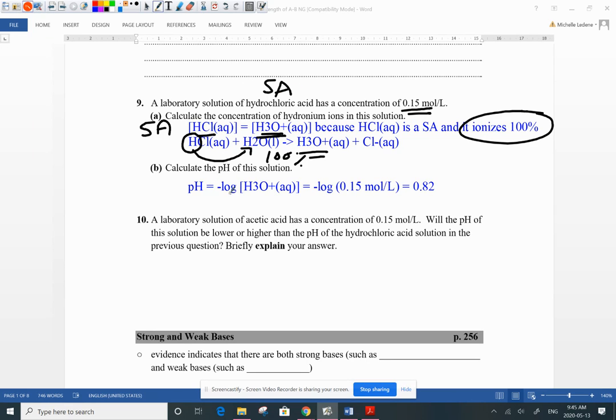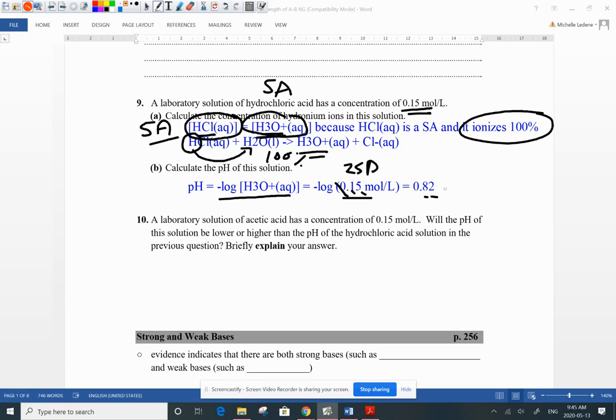So the pH, we just write out our formula, negative log of hydronium. Well, we know the hydrochloric acid is a strong acid, so we also know the hydronium ion concentration. So it's 0.15 moles per liter. This has 2 sig digs. The zero up front doesn't count. This guy counts, this guy counts. So that means 2 after the decimal is our sig digs.